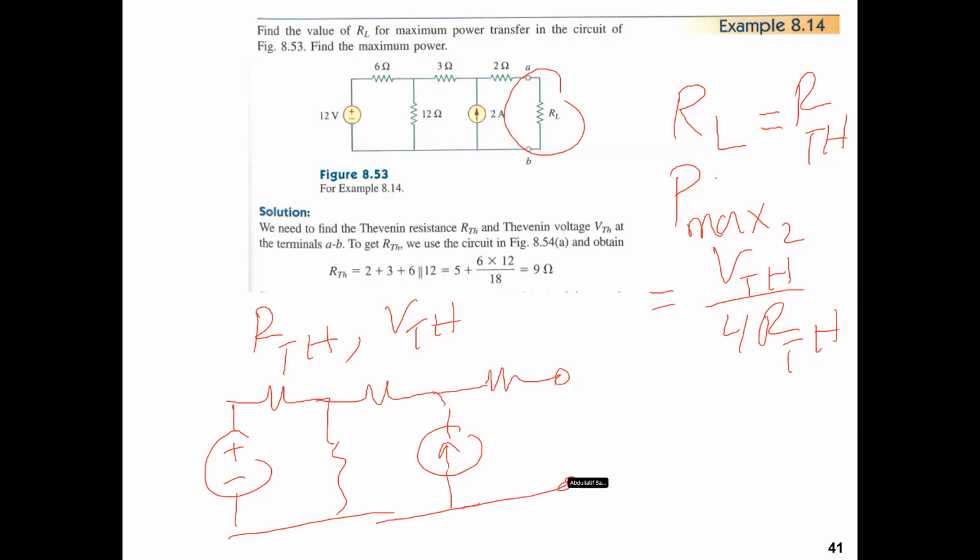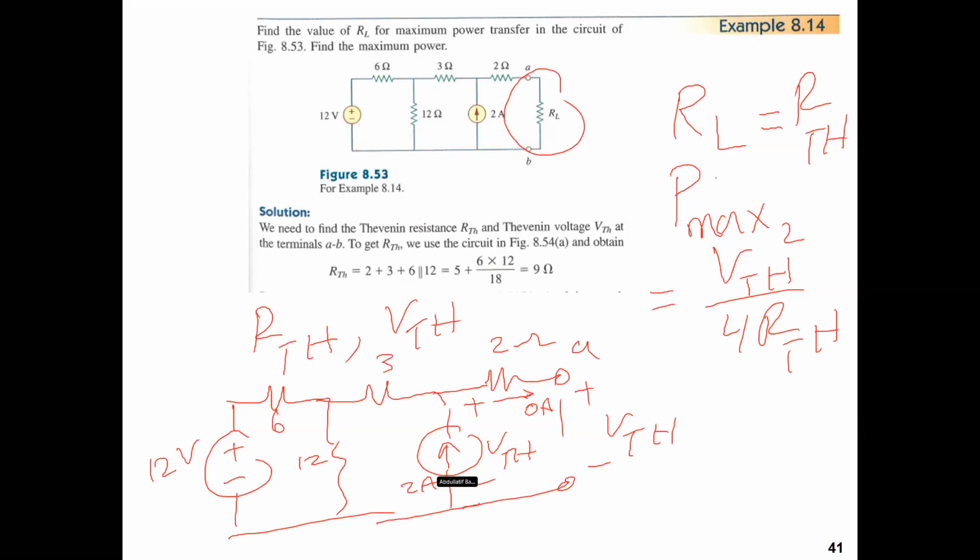Okay, we already removed it. Again, remember that VTH here is the same as VTH here. Why? Because this is an open circuit, so no current flows here, 0 amps. That means the 2 ohm resistor has no effect on finding VTH. We have to include it when we determine RTH. So this is 12, this is 6, 3, 12, and 2, and 2.